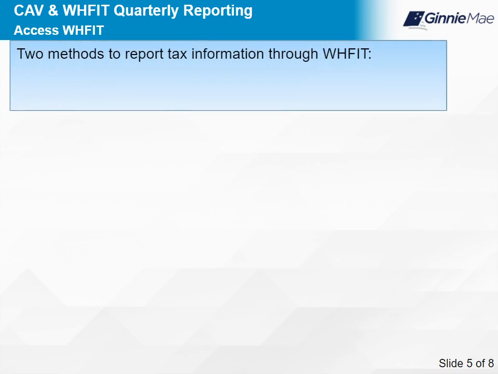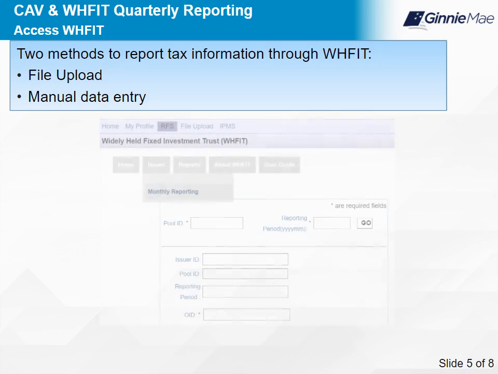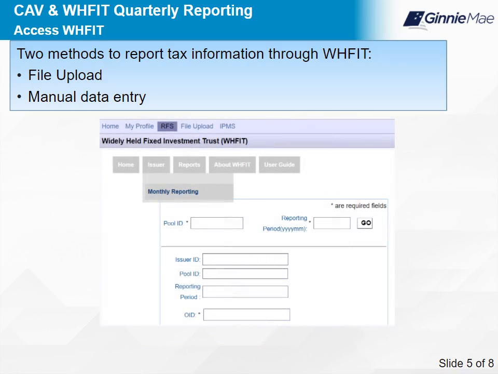Issuers can report tax information by either uploading a tax file or manually entering the data. When issuers access the WHFIT module under RFS, they will have access to the file upload functionality for uploading tax files by selecting the WHFIT Files radio button. Alternatively, issuers can manually report the monthly pool tax information by utilizing the monthly reporting data entry screen.